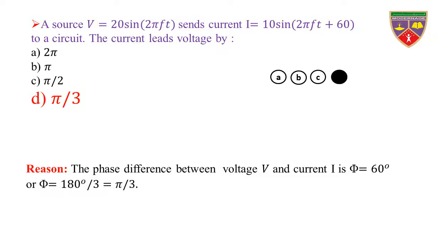Reason: the phase difference between voltage V and current I is phi is equal to 60 degree, or phi is equal to 180 degree divided by 3, which is equal to pi by 3. Hence, current leads the voltage by pi by 3.